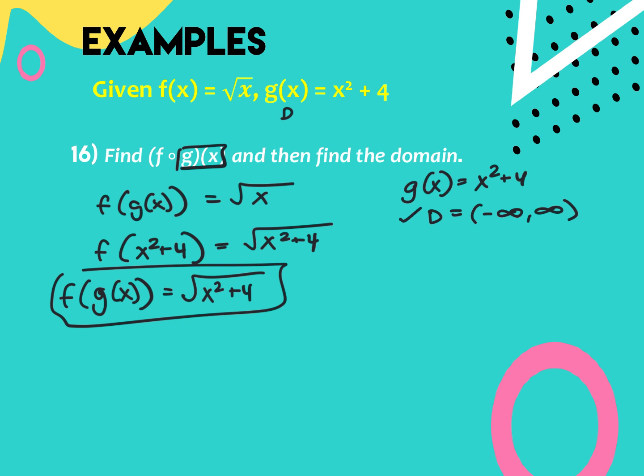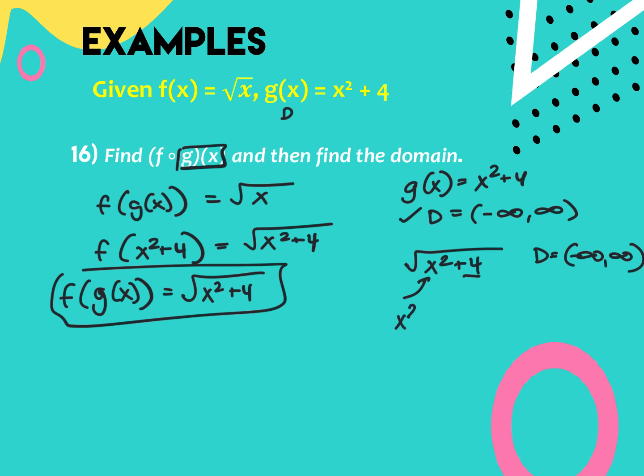And now I go to my solution, my composite, and I have to find the domain of that. So what is the domain of x squared plus 4? Well, I know this is going to end up being all real numbers. And you might say, how do you know that without doing anything? Well, notice that anything squared is going to be positive, and a positive number plus a positive number is going to give me a positive number.